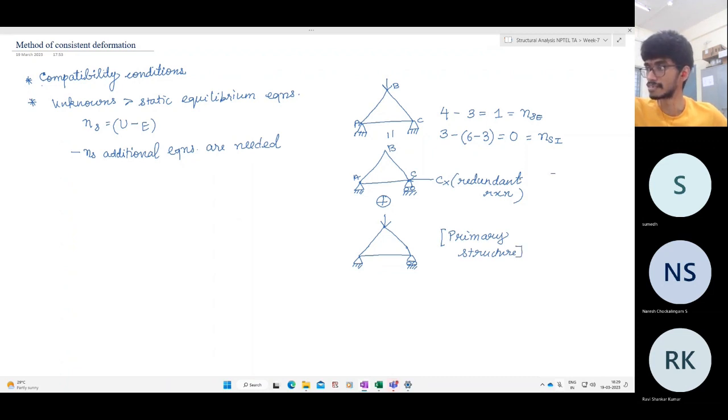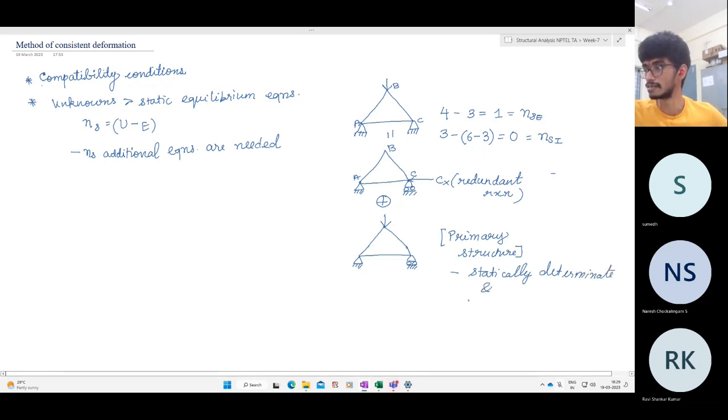And this is the primary structure with the redundant reaction. So the idea is this. This primary structure is supposed to be statically determinate. Otherwise, there's no use of removing the support reaction. So it has to be statically determinate, and it has to be stable. Once we solve, the Cx is still unknown. So we solve this.